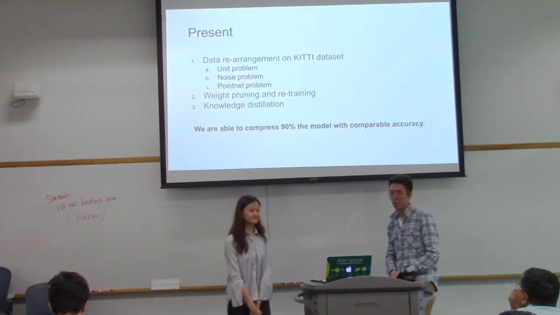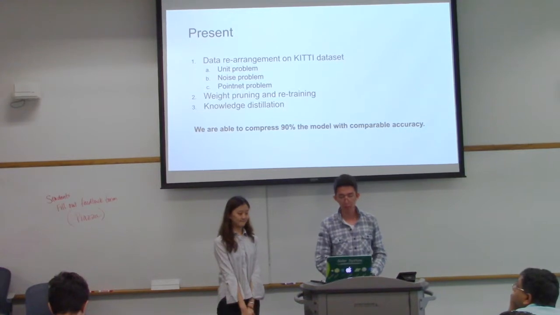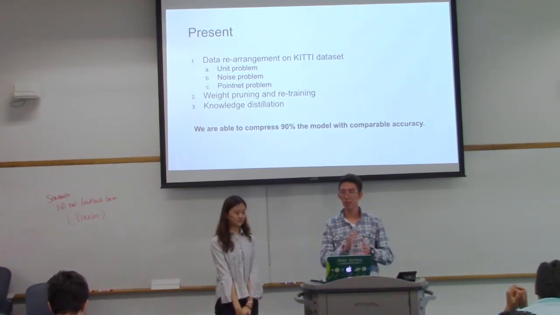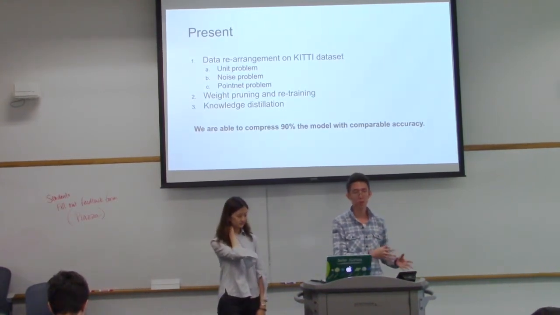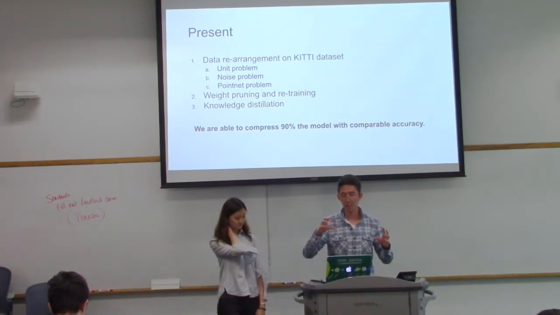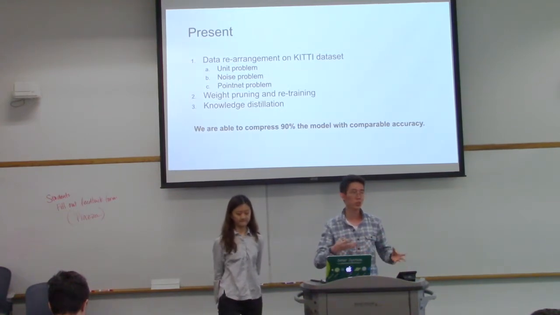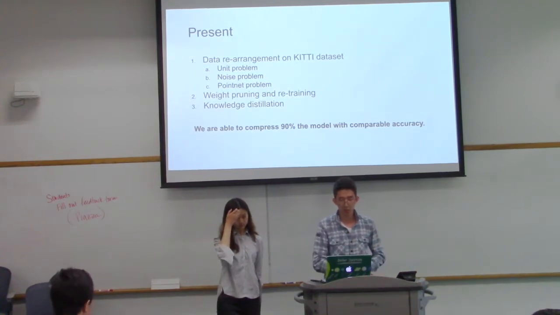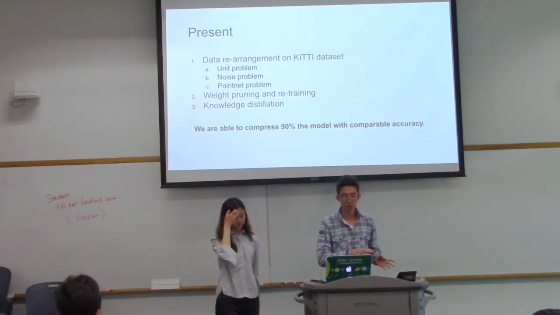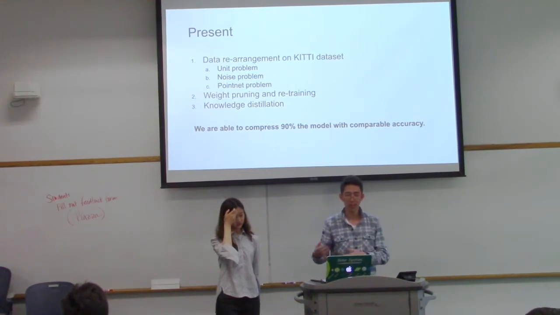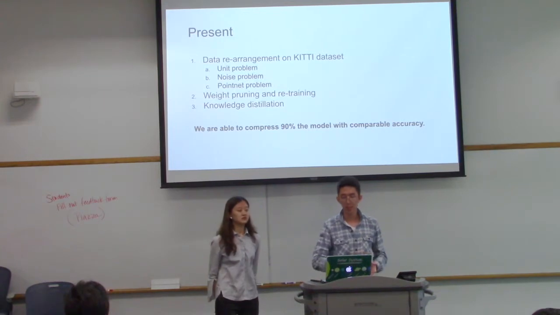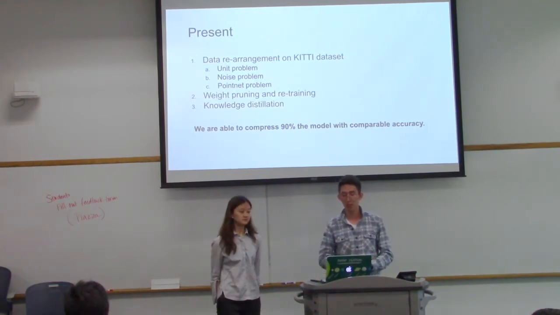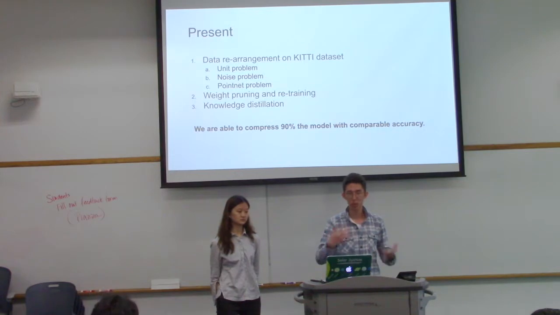So here is our present work from the past month. First, we mentioned that the previous data processing procedure had some problems. The first is that the unit for each training sample is different. The second is that there are many noises we didn't handle. And the third is the PointNet problem we mentioned earlier. The second thing we did is try some weight pruning and retraining, and also some knowledge distillation. For now, we are able to compress 90% of the model with comparable accuracy. Why is 90% so large? We'll explain that later.